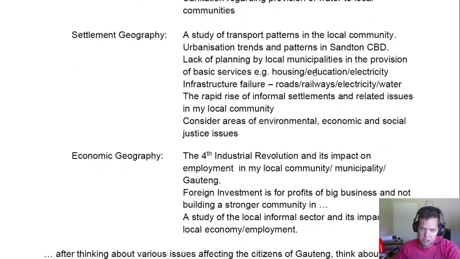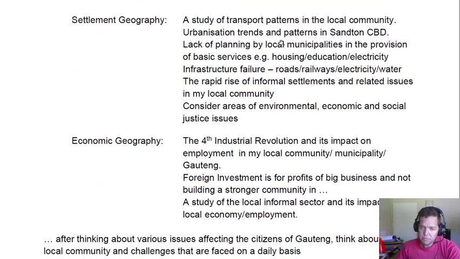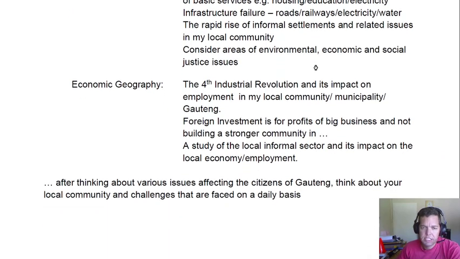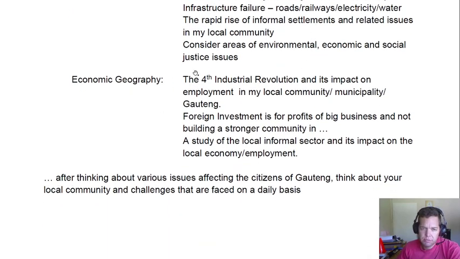You can read through these yourself. For settlement geography, how is transport affecting certain parts of local communities? How is lack of planning affecting people, or how are infrastructure problems affecting people's lives? And in the final term, an example as well, how are jobs being replaced by technology and automation in your neighborhood, as an example.